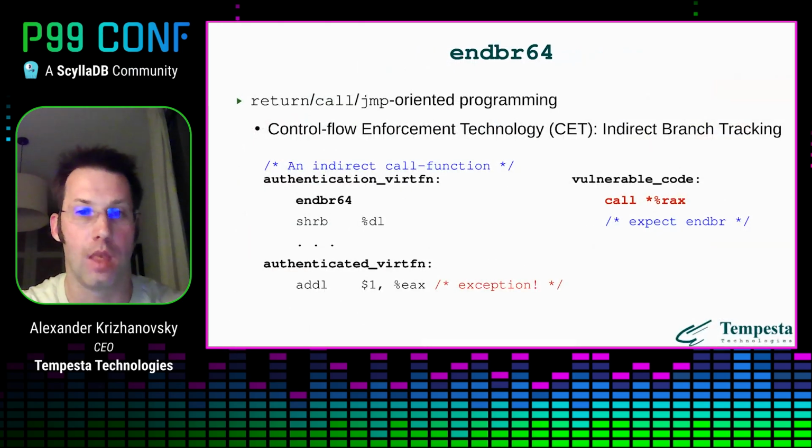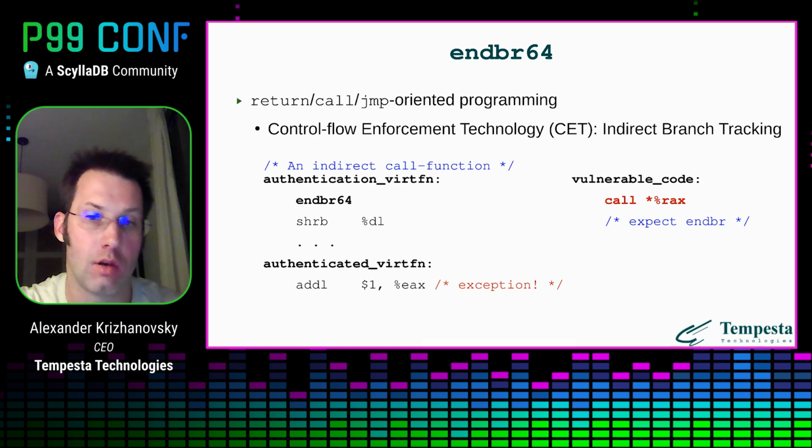Let's go back to our slides. So what is the end branch instruction? Essentially, this is protection against return-, call-, or jump-oriented programming, and here is what it actually means. Suppose we have two functions: the authentication function, which is responsible for user authentication, and the authenticated function, which does some logic after user authentication. Both functions, at least the first one, are fetched from the virtual table, and we do this using the RAX value. And if an attacker can change the value of the register, they can jump to the authenticated function, so they can elude authentication.